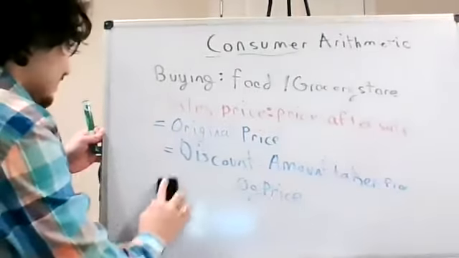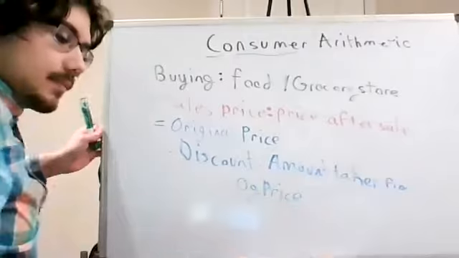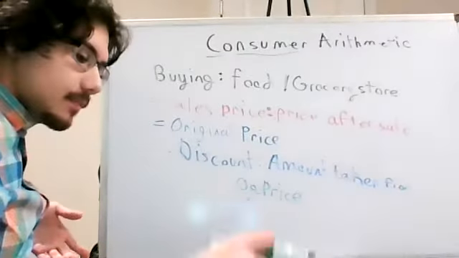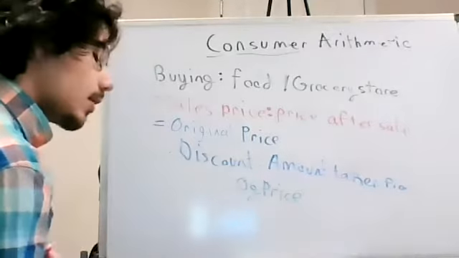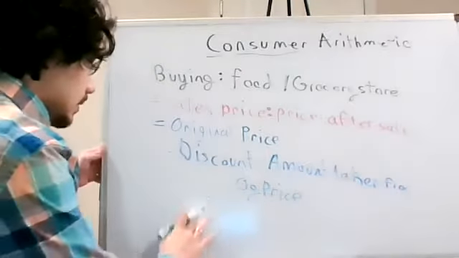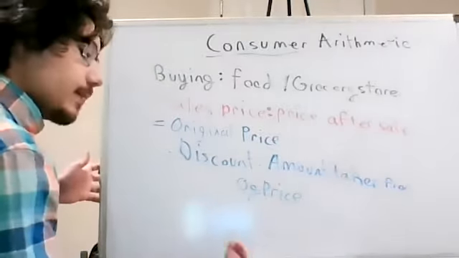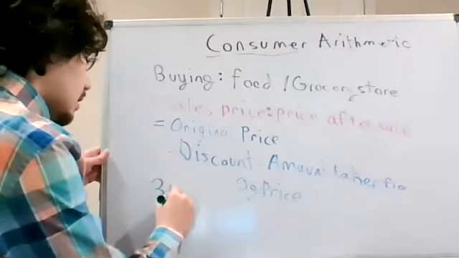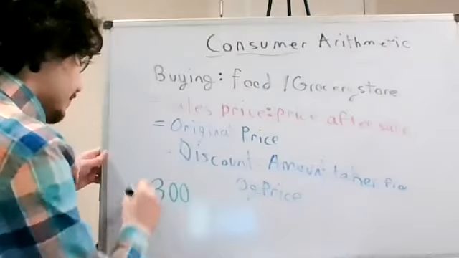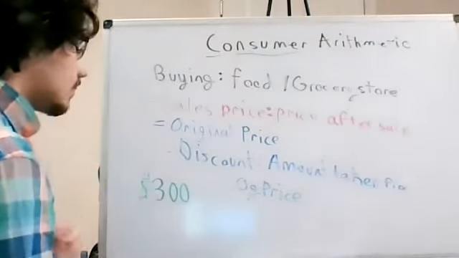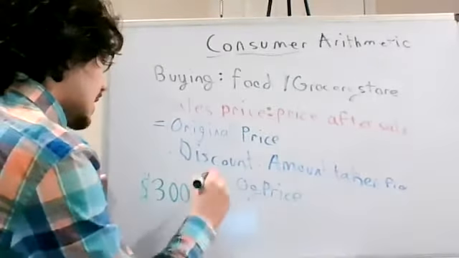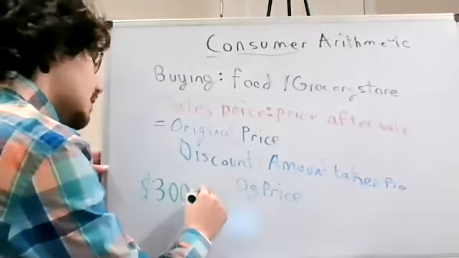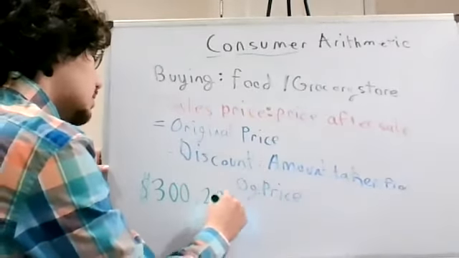So let's say we want to buy some bread from the store. Let's say the bread was on sale. So originally the bread costed $300. And let's say that the sales price that you pay is $200.